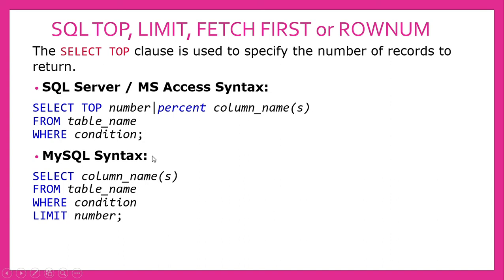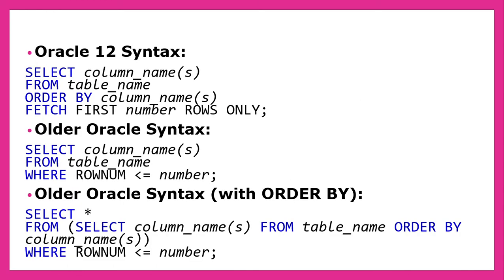In MySQL syntax, we use SELECT column_name FROM table_name WHERE condition, we will put a condition like WHERE CustomerID is 1 or 2 like that, and we will write LIMIT number, how much we want to limit our records, like up to 10, up to 15. In Oracle 12, we use FETCH FIRST number ROWS ONLY, like the first 10 rows only we want to see, or 15 rows only. In older Oracle, we use ROWNUM, like that.